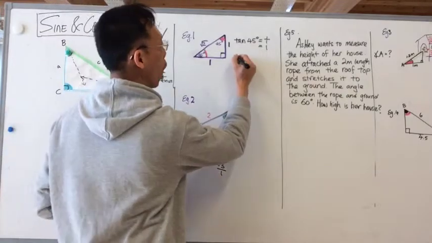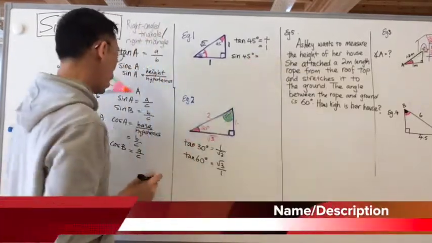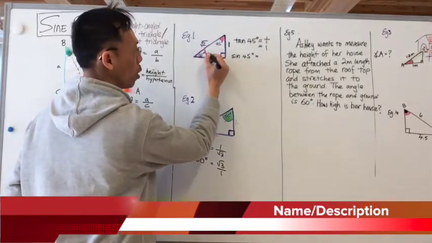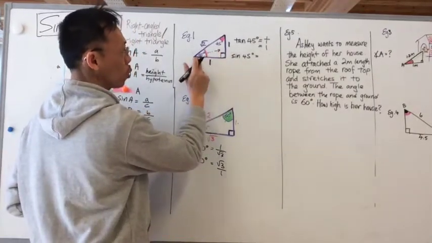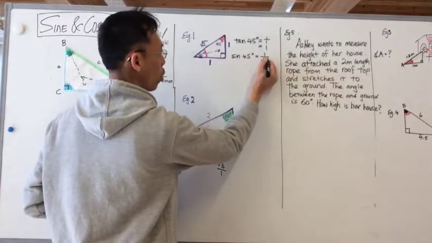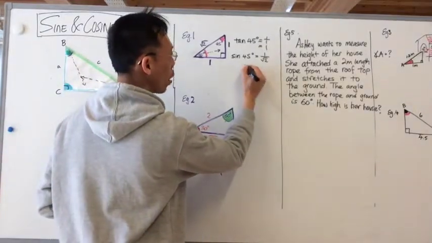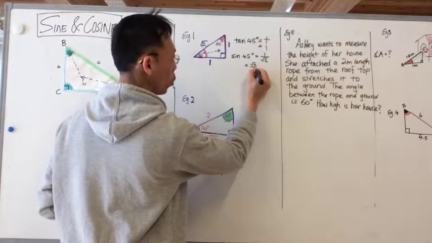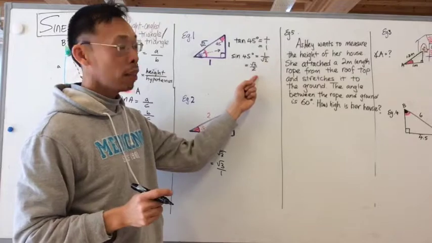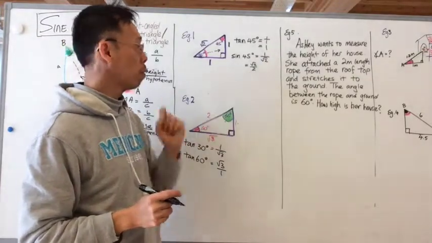Now we want to find out what is sine 45 degree? Remember, sine here is height over hypotenuse. Let me use this one. Where's the height? With respect to 45 degree, the height here is 1. And the hypotenuse is square root of 2. You can write this as 1 over square root of 2, or you can rewrite it as square root of 2 over 2. If you've forgotten how you get from here to here, then you probably need to review your lessons on surds.